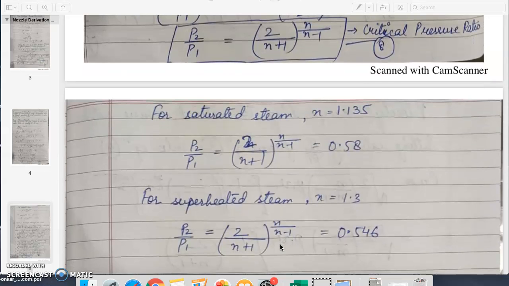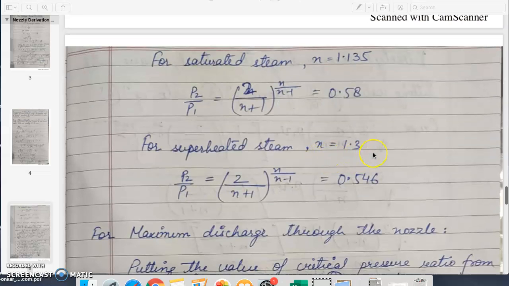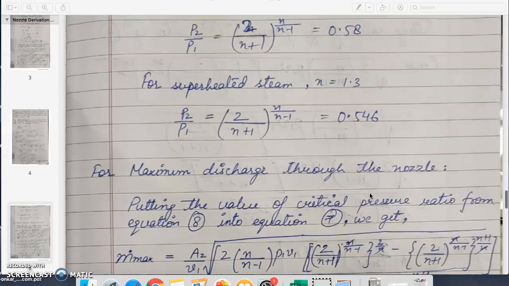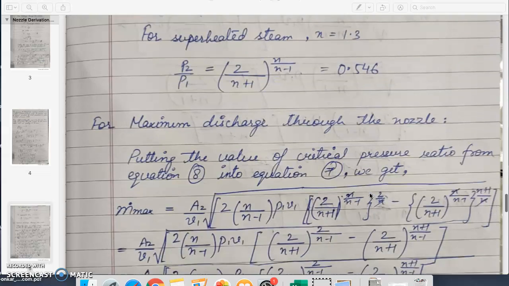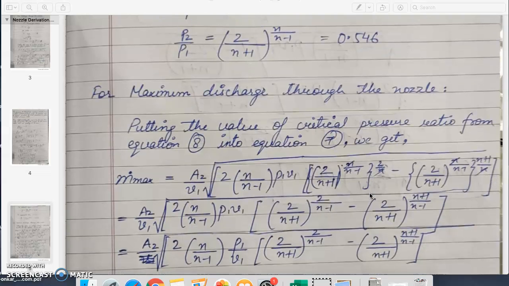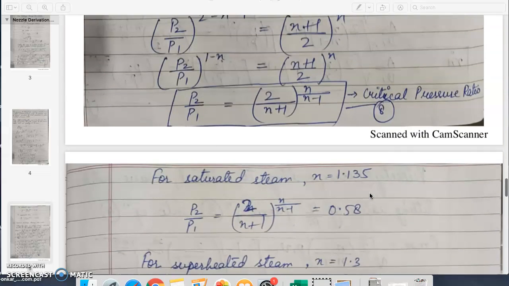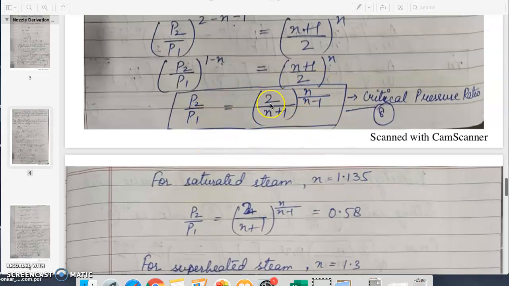Now just calculating the pressure ratios for different types of steam. As we know, for saturated steam n is equal to 1.135, so we get P2 by P1 equal to 0.58, and for superheated steam n is 1.3, and hence we get P2 by P1 equal to 0.546, and for wet steam it will be based on the value of n, which will be obtained by using the value of x.